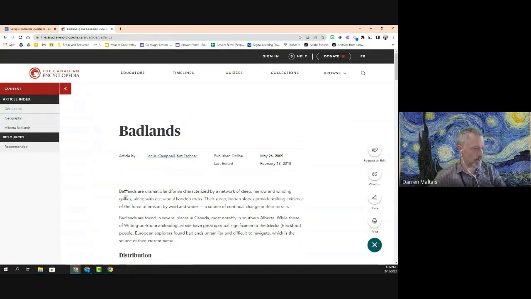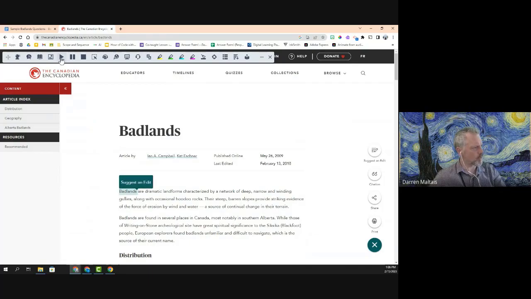Boom. Okay. So I've got Badlands, and if I want to, I can click on my purple puzzle piece and highlight. I don't know if you'll hear this because I was presenting my whole screen. Badlands: their steep, barren slopes provide striking evidence of the force of erosion by wind and water, a source of continual urge. This is going to be a longer process, but already it's like a force created by the force of erosion by wind and water. Is that an answer to one of my questions?